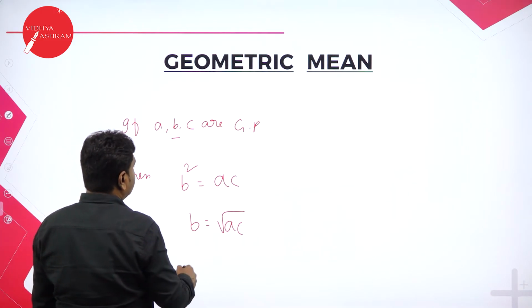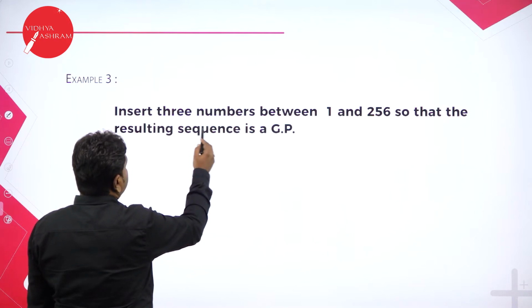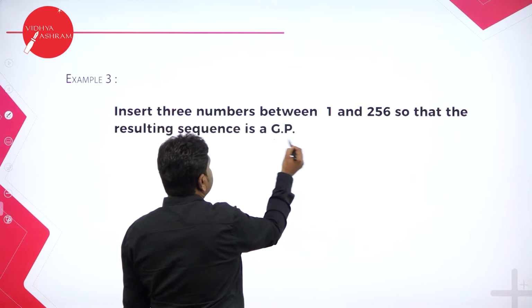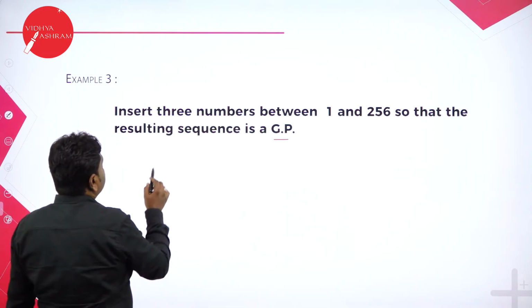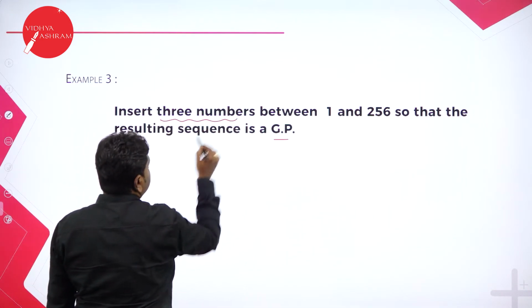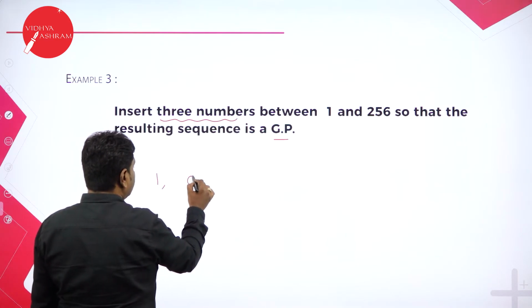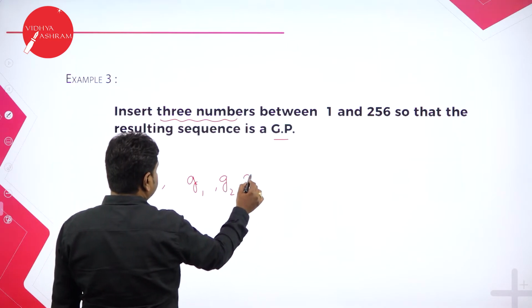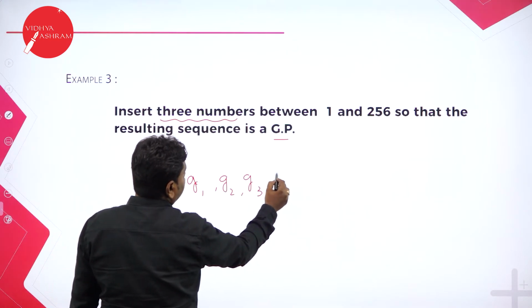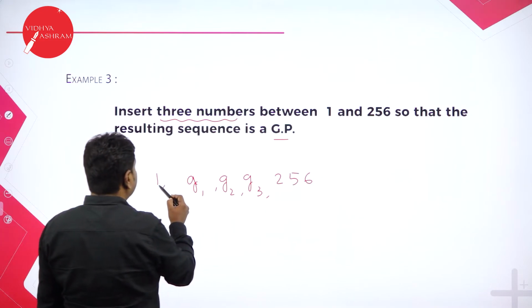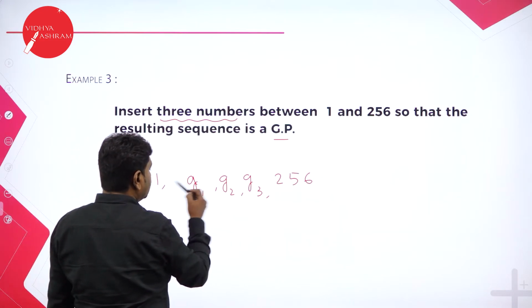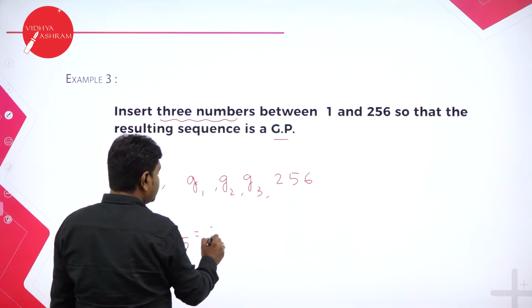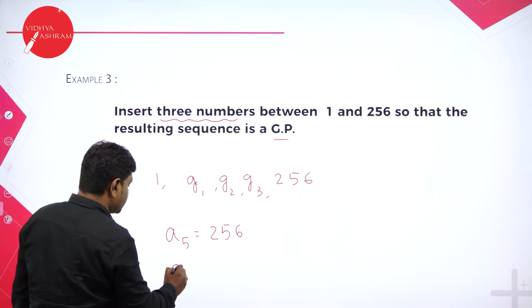Next, we have: insert numbers between 1 and 256 so that the sequence is in GP. Simple. Insert how many numbers? 3 numbers. After 1, I'll introduce G1, G2, G3. 3 numbers and 256. Total how many numbers do I have? 1, in between 3, 1 plus 3 is 4, plus 1 is 5. So I have 5 terms. A5 is 256. And A means the first term. What is the first term?